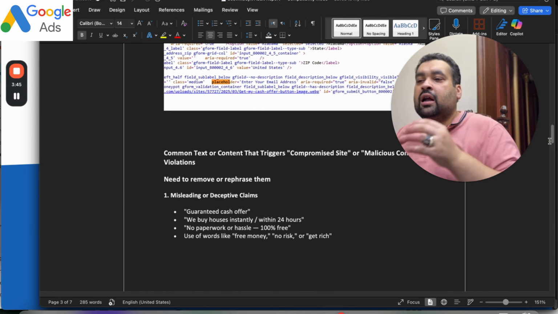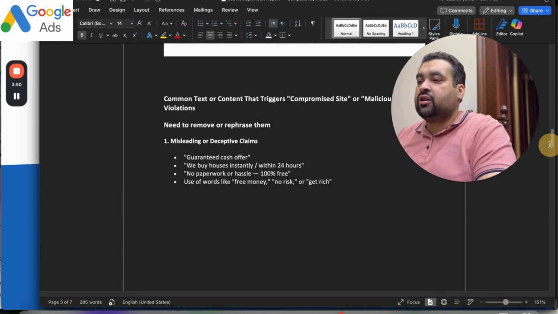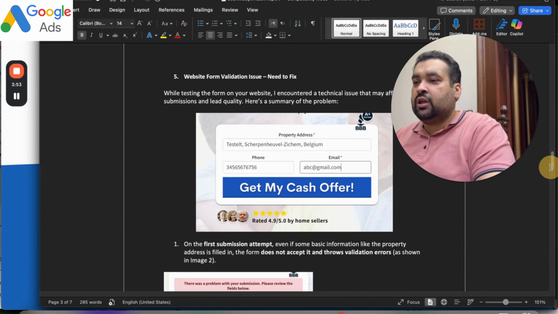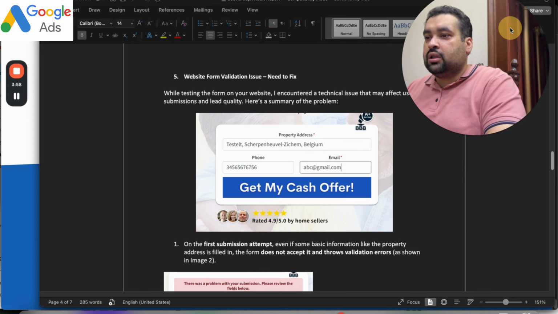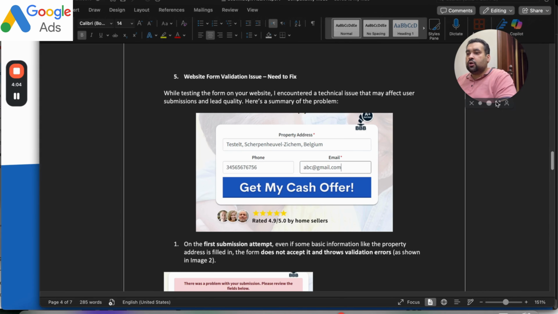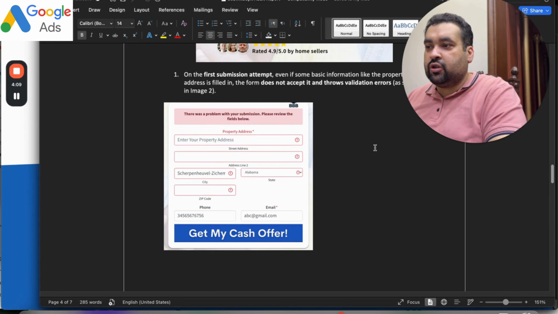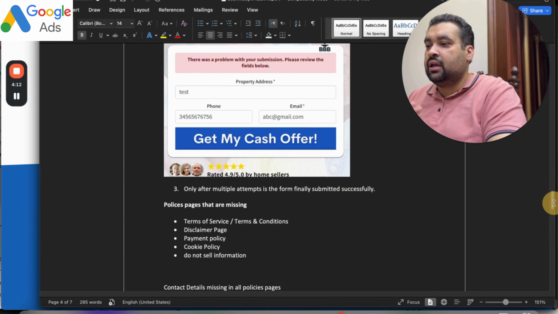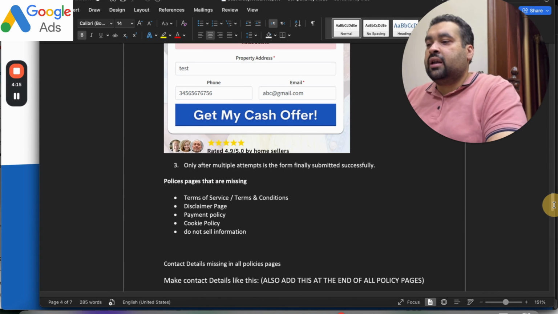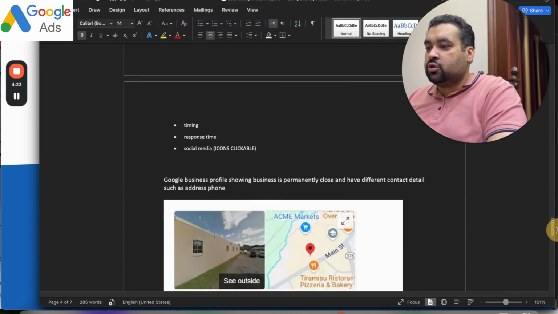And then we also looked at the content and the words being used, and found misleading or deceptive claims. We had a website form validation issue, it was not working. There was a technical issue, like the form was not submitting. You may see over here. So small errors were there as well. You may see there was a problem with the submission, so it was not being submitted on the first try. That needed to be sorted out. Then we also suggested adding a terms of service page, disclaimer page, payment policy, cookie policy, and do not sell information. We also aligned the content, and some changes were done over here.